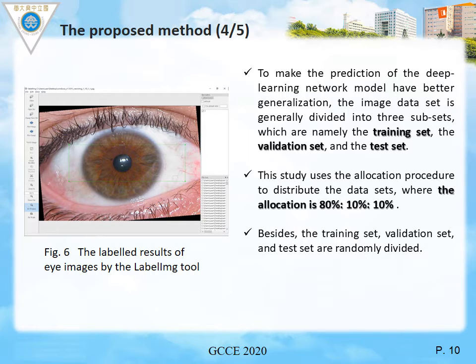To make the prediction of the deep learning network model have better generalization, the image dataset is generally divided into 3 subsets, which are namely the training set, the validation set, and the test set. This study used the allocation procedure to distribute the dataset, where the ratio is 80%, 10%, and 10% respectively. Besides, the training set, validation set, and test set are randomly divided.